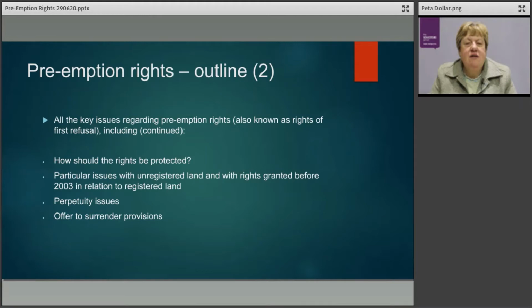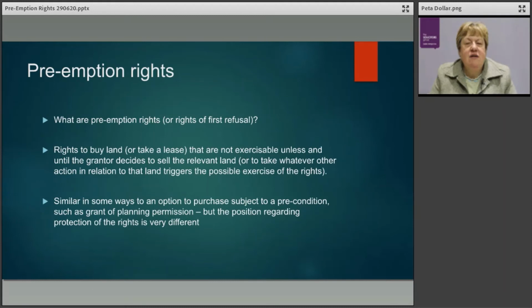How should the rights be protected? And there are particular issues when it comes to unregistered land, and in particular with rights granted before 2003 in relation to registered land. Then there are perpetuity issues for rights of preemption granted before the 2009 Act came into force. And finally, I'm going to talk briefly about offer to surrender provisions in leases, which are a sort of species of preemption right.